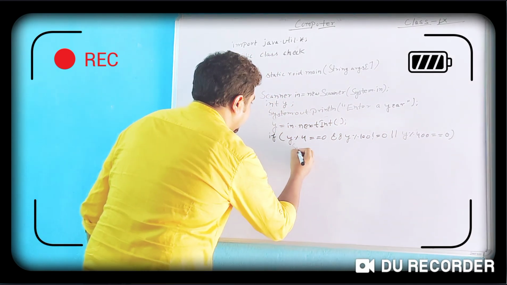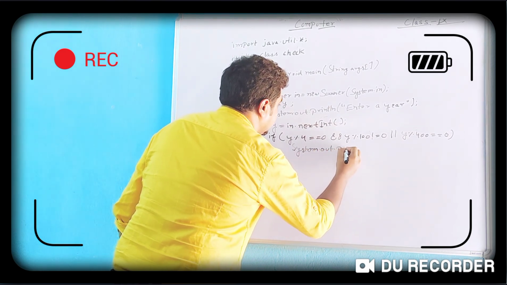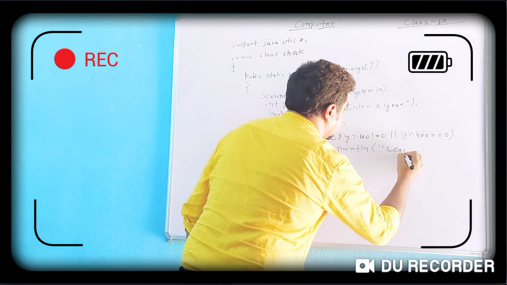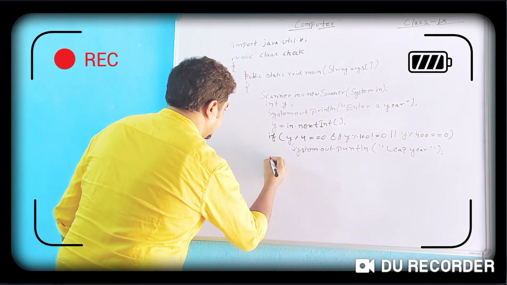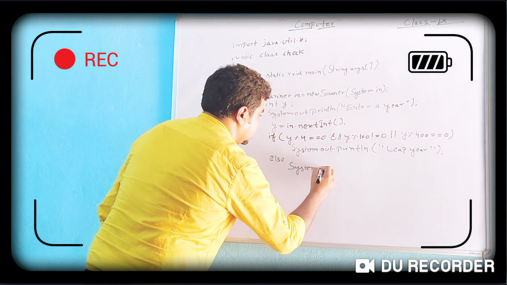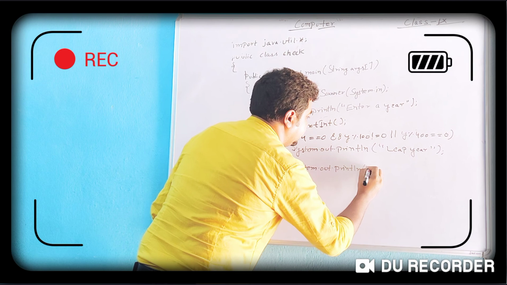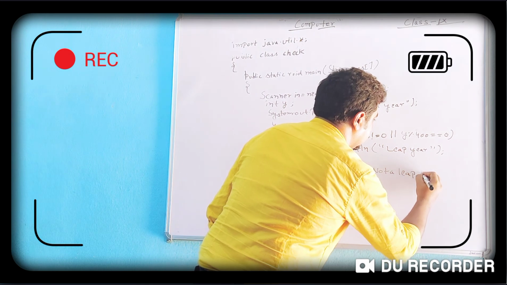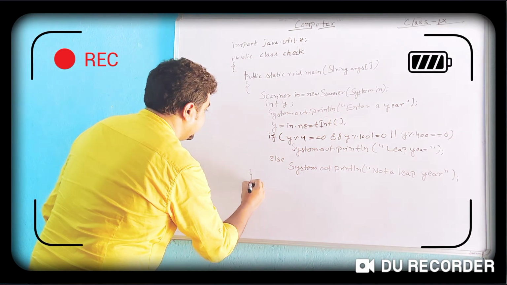So from here you can write like this: System.out.println("Leap year"). Else, System.out.println("Not a leap year"). So this is the discussion of this program. I can do it by another method also.